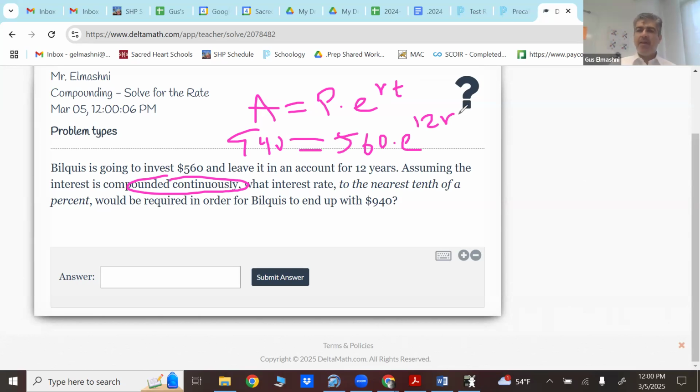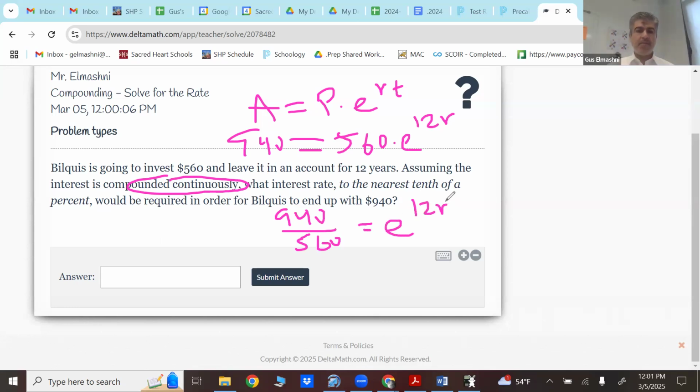But now how do I solve the problem? What do I do? How do I solve? No, you have a calculator. Okay, how do you rearrange it? What do you do? 940 divided by 560. Okay.